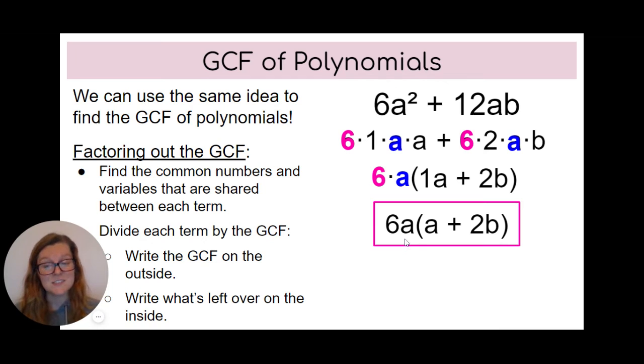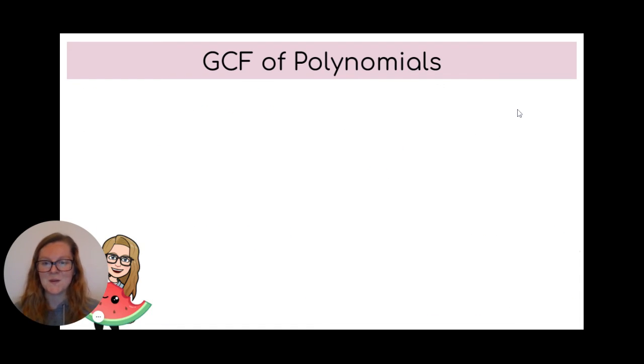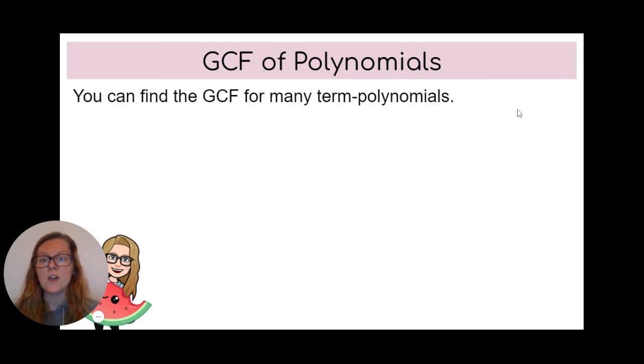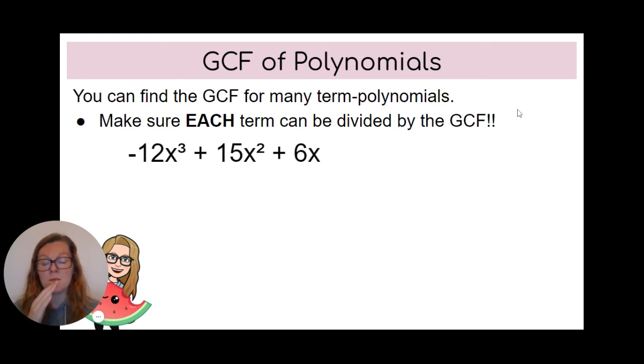And what's nice about this is that you can always check your answer. If you were to distribute the 6a to the a and 2b, you should get your original answer up here. Okay, we have one more. Stick with me. So we also can do this when we have multiple terms like this one, but make sure that when you're finding the greatest common factor, each term has to be divisible by it. So I'll talk about what that means first. So again, same process, even though we have 3 terms. Find the greatest number between 12, 15, and 6. Don't worry about that negative yet.